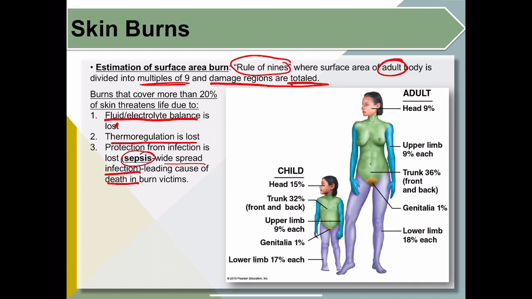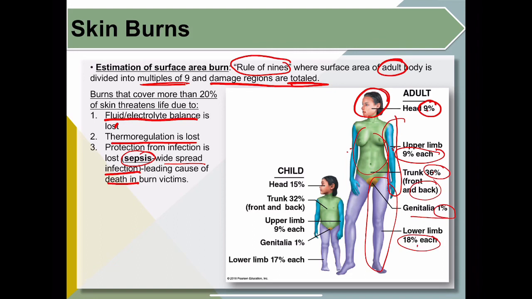Okay, so the rule of 9s here is where, for example, the head is considered 9%. One upper limb is considered 9%. So if both arms are burned, then that's the equivalent of 18%. If the trunk is burned front and back, then it's 36%. And then you have your lower limb, one limb being 18%. So that's why it's called the rule of 9s, because you have multiples of 9 when we're talking about these different areas of the body that are burned. And the genitalia makes up 1%, if that area is also burned.